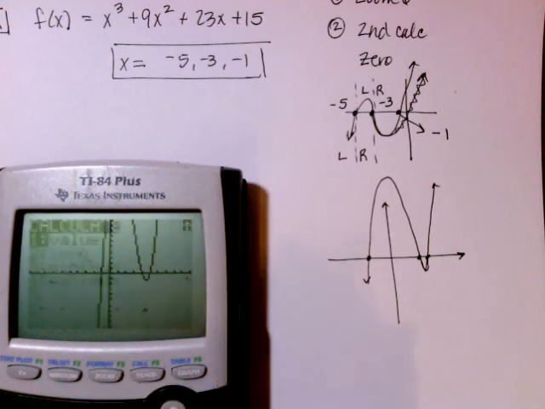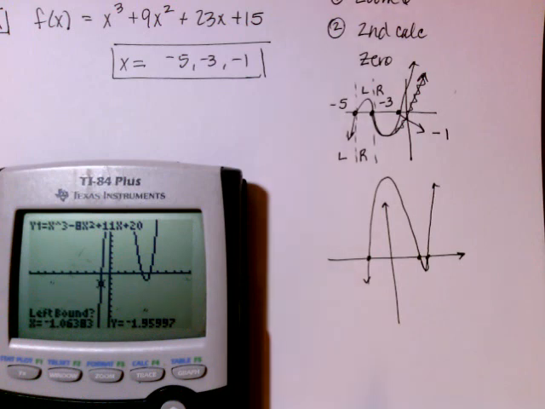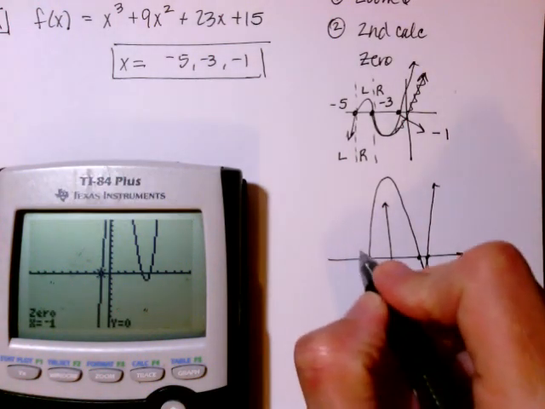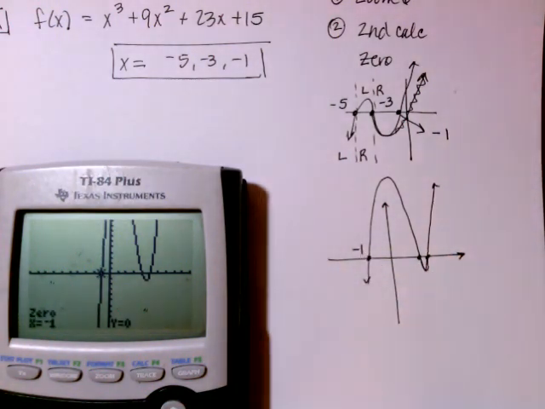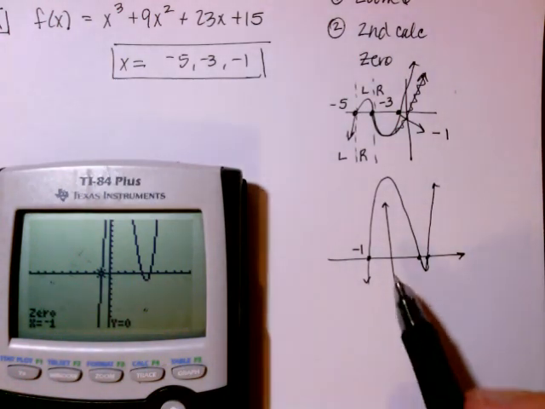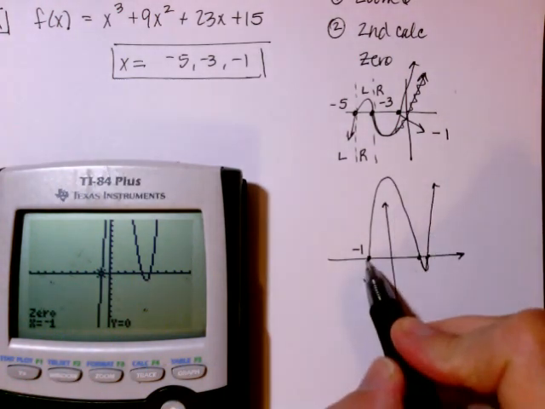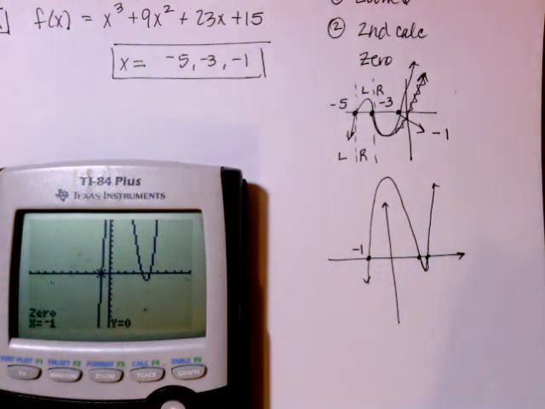So I do second, calculate, 2 for 0, and I'm on the left hand side of that point. I hit enter. Now I move to the right hand side of the point, enter, enter, and I know that that point is a negative 1. And notice that I sketched my graph, and now I am labeling those points of intersection or zeros on my graph, which is what I'm going to expect you to do.